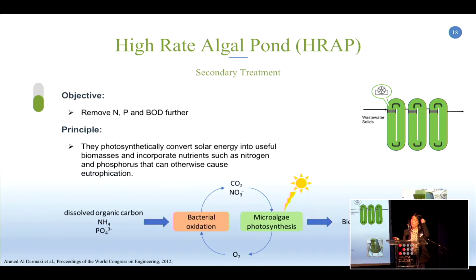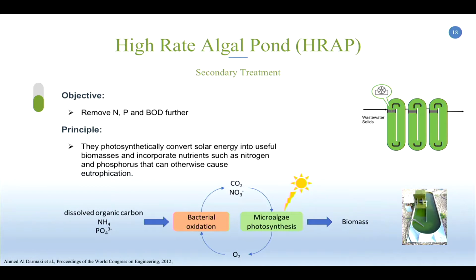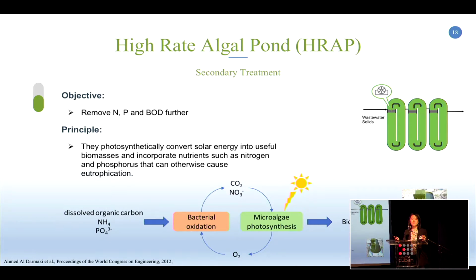And here is the secondary treatment process. We will use a high-rate algal plant. This plant is an open plant, so it uses solar energy to convert the pollutants to biomass.